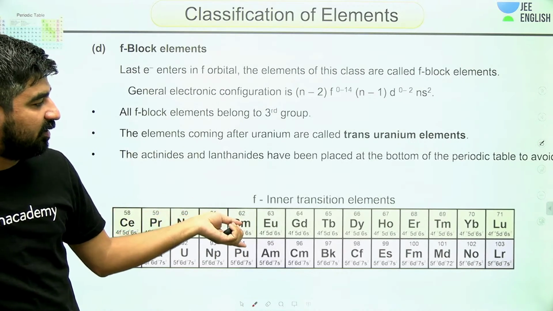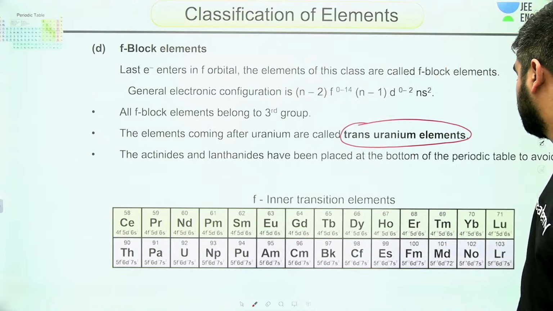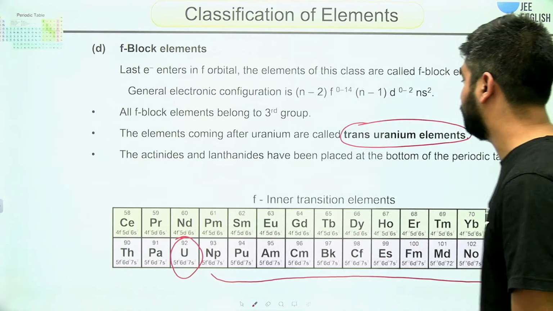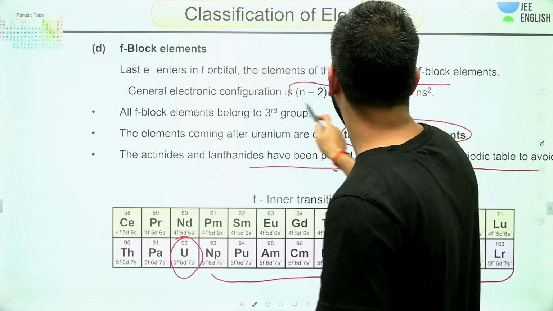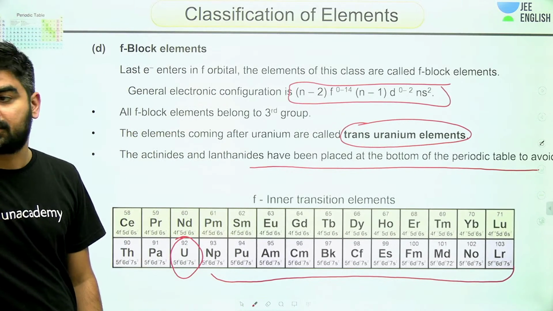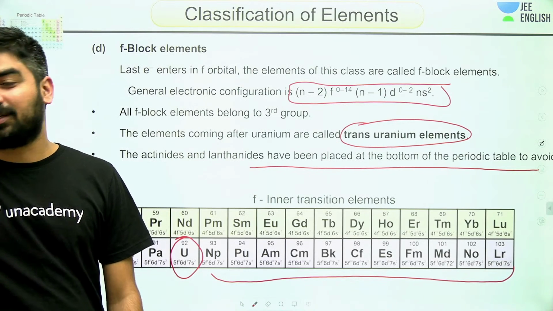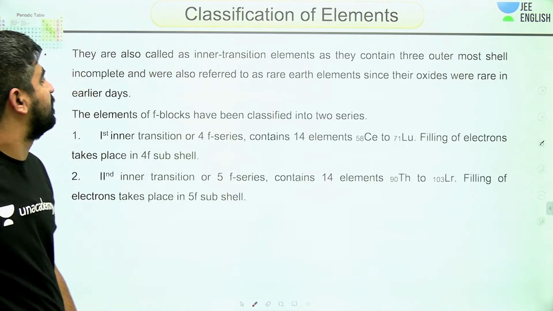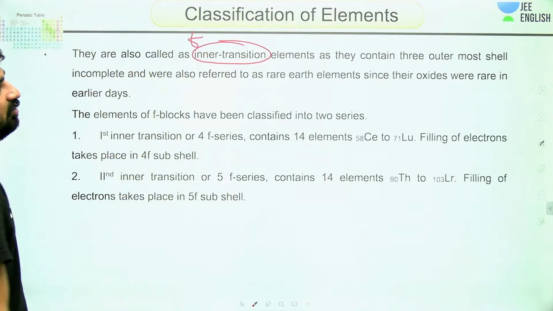So guys, now the f block we have. These are the f block, and the elements after uranium are called transuranium elements. So where is the uranium? This is the uranium. So these are called transuranium elements. The actinides and lanthanides have been placed at the bottom of the periodic table, and this is their general configuration. Got it? So this is a compact revision program, so I will be fast. If you are facing any issues, you are free to ask. The f block elements are also called inner transition elements.